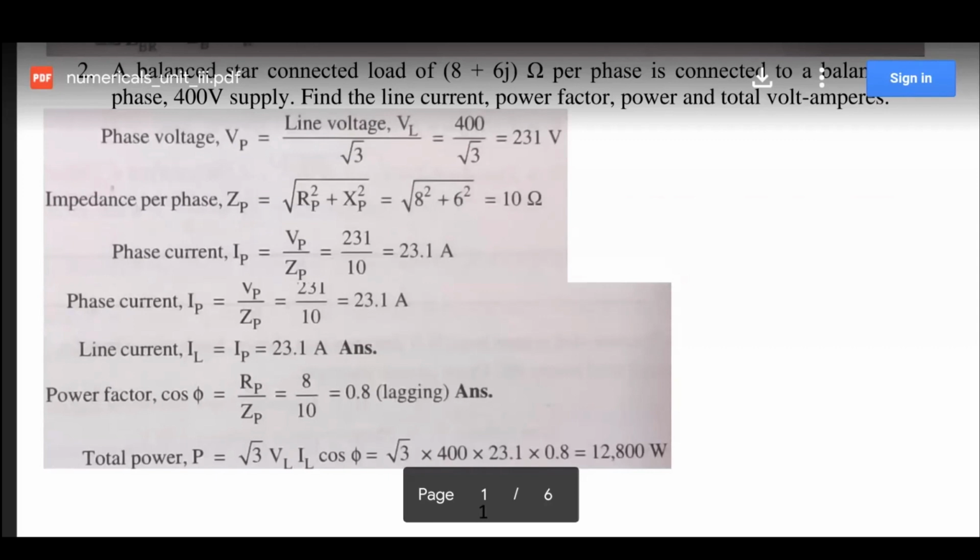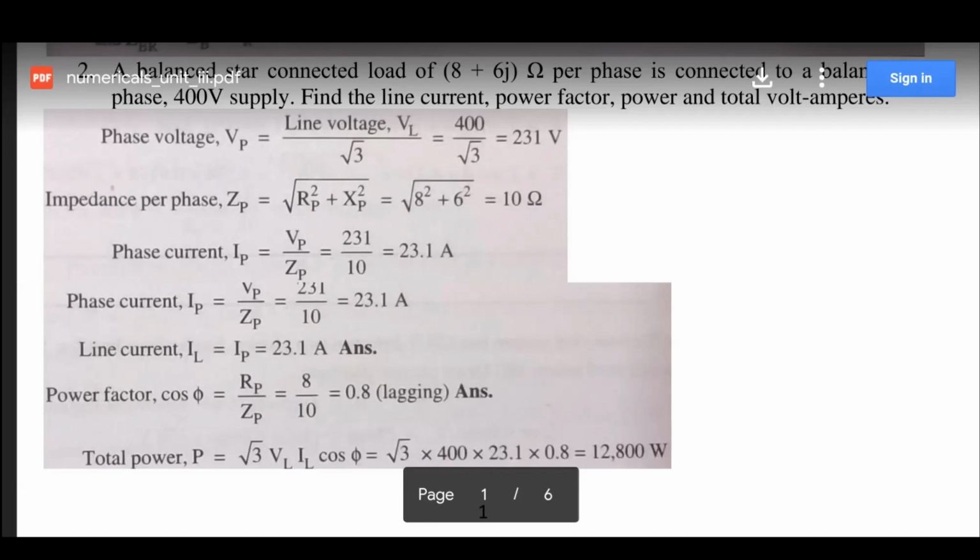is the combination of resistive load and reactive load. This reactive load can be inductive load or capacitive load. Okay, so it is connected to a 400 volt supply. Now we have to calculate the line current, power factor, power, and total volt amperes.